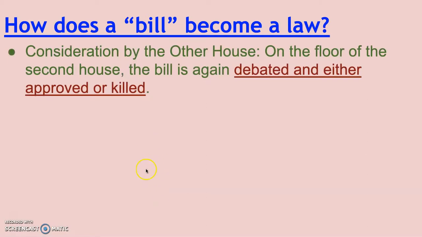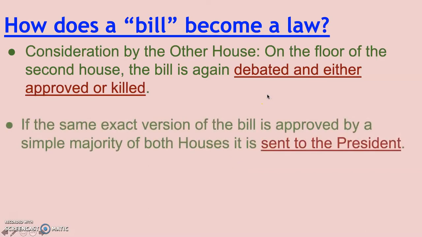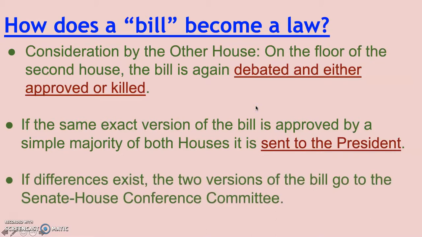On the floor of that second house, the bill goes through the same thing. It's going to be debated, and it's either going to be approved or killed. If the same version of the bill is approved by both houses, the majority in both houses, it is sent to the president. And this is where we have our most common example of checks and balances, right?